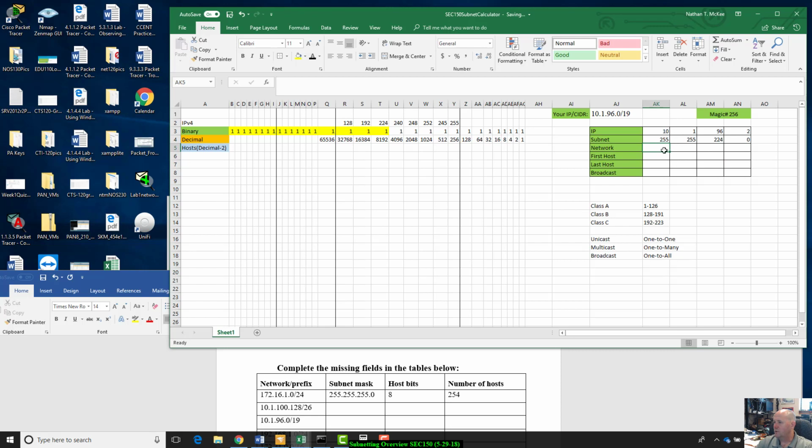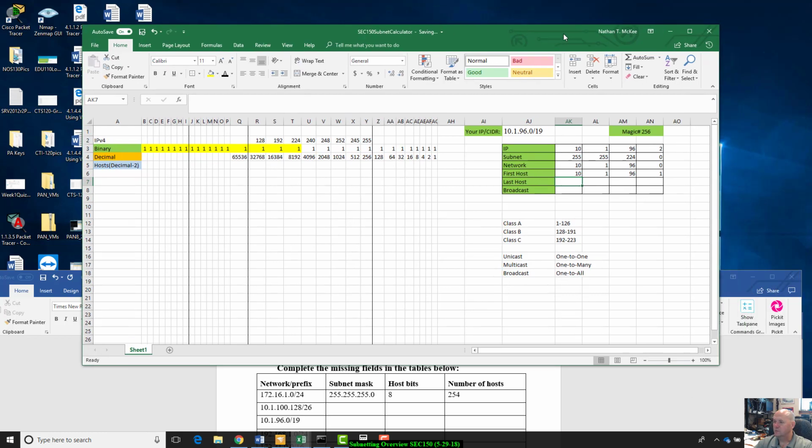If we look right here, if it's 255, you bring down the same number. So it's definitely going to be a 10.1 dot something. We know the network address is going to be 96.0. The first subnet is going to be 10.1.96, just the next one in line. And what we need to find out, this is the fun part.